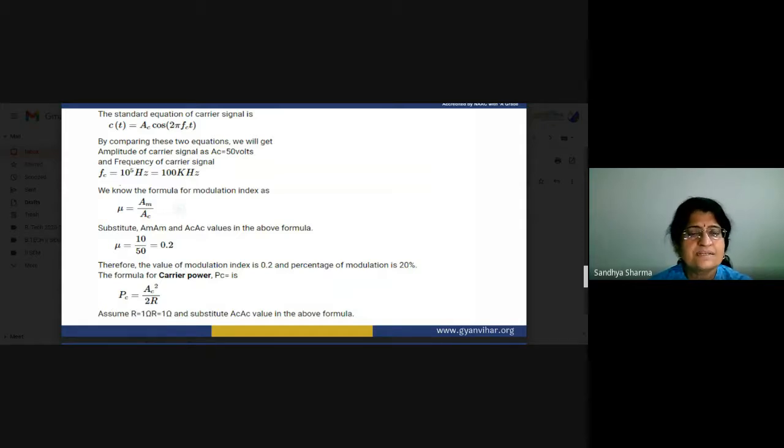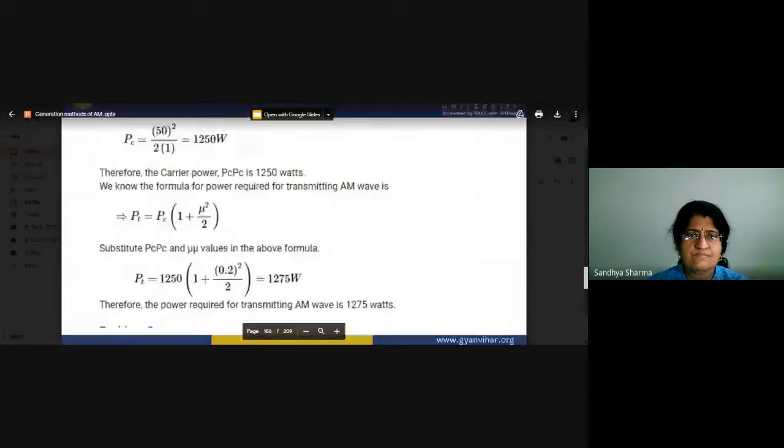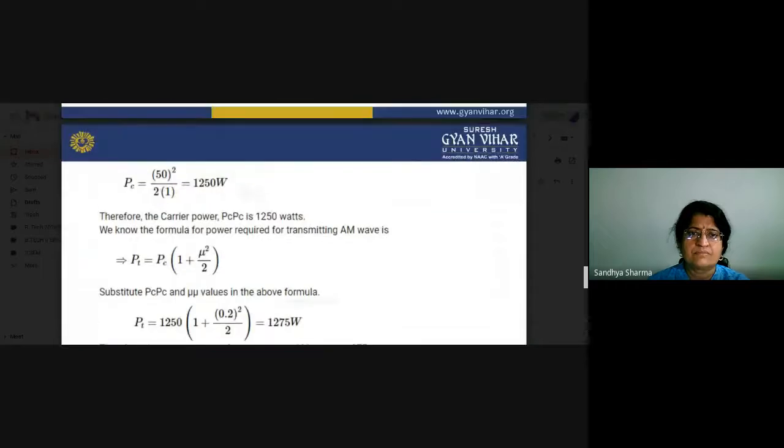The carrier power Pc is equal to Ac squared by 2R, where R indicates the resistive value, which is a standard value, basically equal to 1 ohm. So from here you can calculate the carrier power Pc, which is equal to 1250 watts. Therefore the carrier power Pc is 1250 watts.